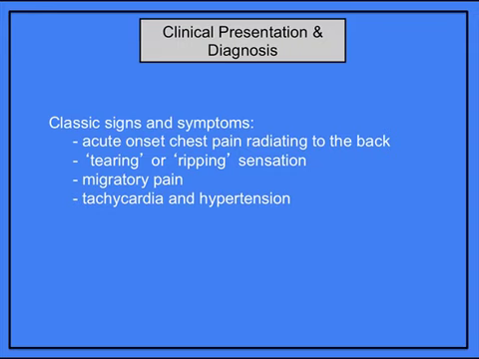Patients suffering from an aortic dissection appear ill. Tachycardia is usually accompanied by hypertension due to the combination of baseline essential hypertension and increased catecholamine levels from pain and anxiety.